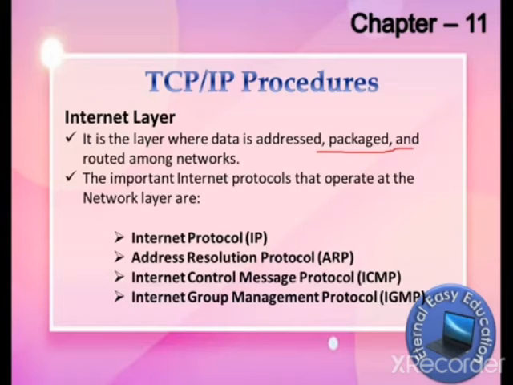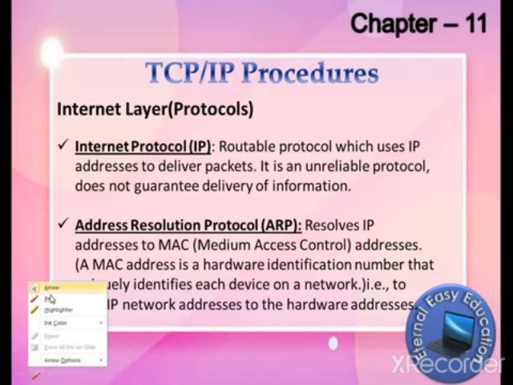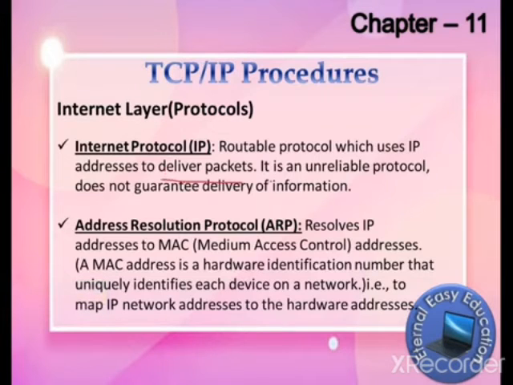This is IP, ARP, ICMP, IGMP. All the 4 have their own working nature. What is that? IP means routable protocol, which uses IP addresses to deliver packets. It delivers the packets. It is an unreliable protocol, that is, it does not guarantee or give the acknowledgement of delivery. But ARP takes care of this because it resolves the IP address.